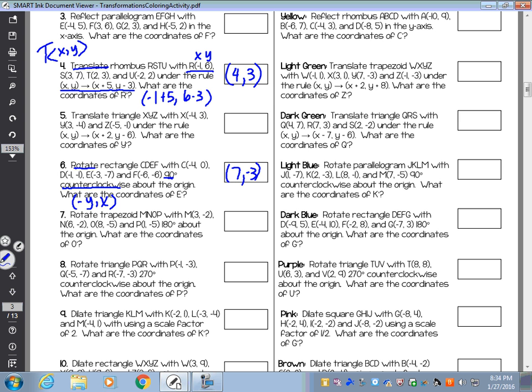So then if you look in column 2, that was a 90 degree. We have one that's 180. Let's look at this one. So number 7, they want a 180 degree rotation. And that rule is negative x, negative y. So you're changing the sign of both. And then they might want the coordinate of G.